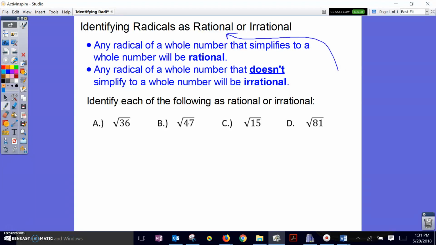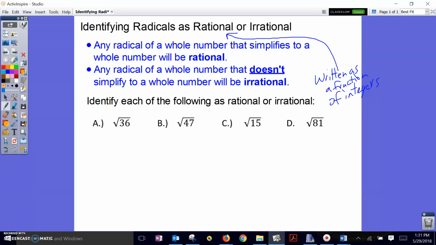If a number is rational, that means it can be written as a fraction of integers, and it can be expressed as a decimal, as either a terminating decimal, a decimal that ends, or a repeating decimal.